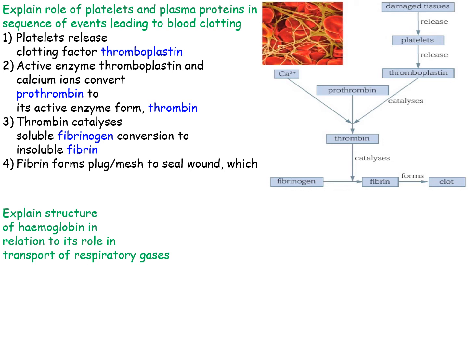You can see in the diagram that fibrin forms a plug or mesh to seal the wound because it traps other cells such as erythrocytes, and that stops bleeding and prevents infection.